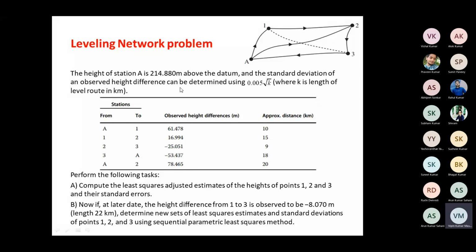Either you will add this height difference to 214 or you will subtract it. Is it clear? This is the height difference between HA and H1. Yes, sir, it will be H1 minus HA. If it is H1 minus HA, then its height will be around 214 plus 61.